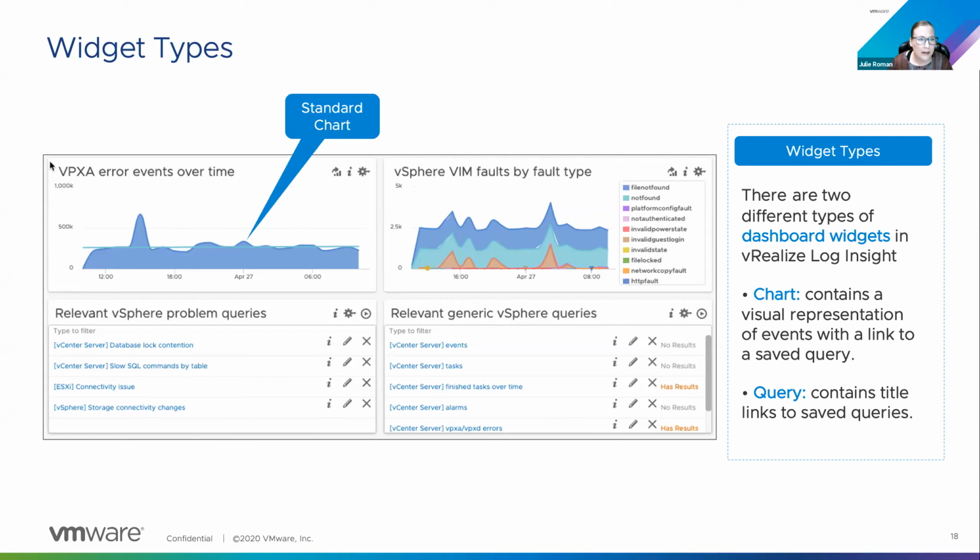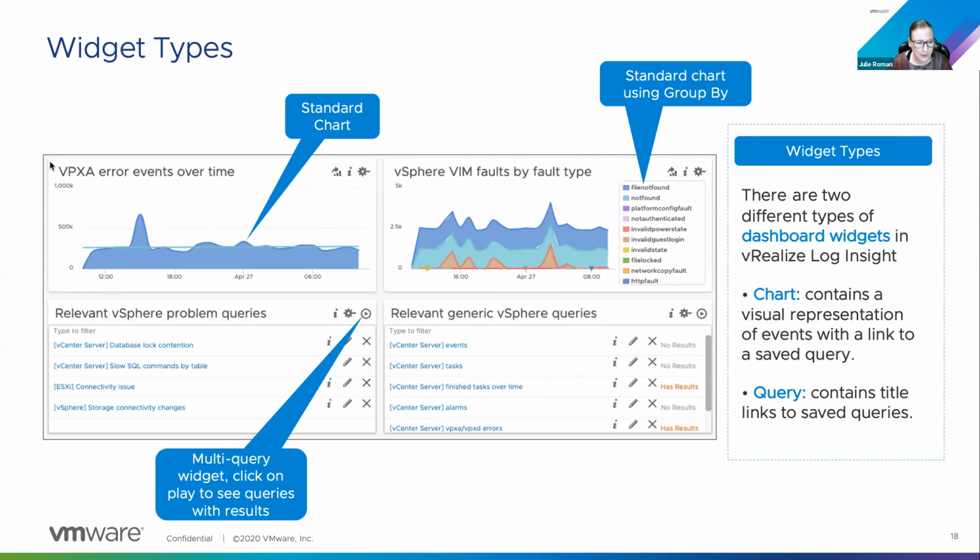This is actually just a standard chart. On the right-hand side, the reason you see that legend is because we're grouping by a specific field, in this case a specific fault type. If you don't see a legend, that's because we're just searching for log messages and not grouping by a specific field. And I already explained the multi-widget functionality.